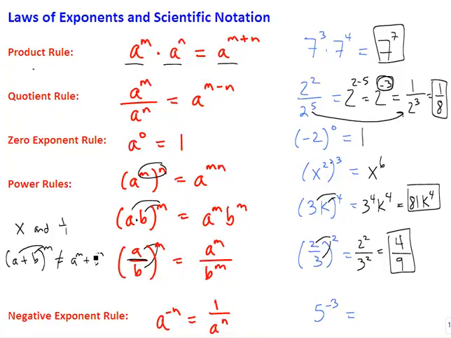When we talk about distributing and the FOIL process, you would need to FOIL out a plus b quantity to the m, and that's going to give you a bunch of middle terms that this right side over here doesn't have. So distributing powers does not apply to addition or to subtraction. It only applies to multiplication and division.